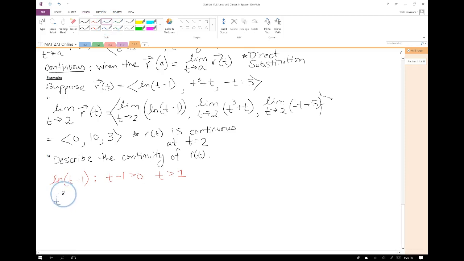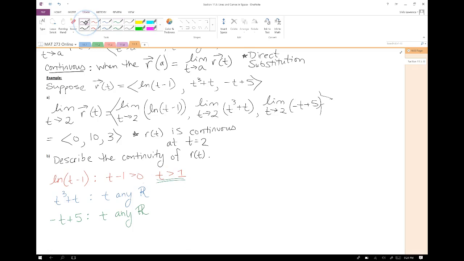Our second component function is t cubed plus t. This is a polynomial, so t can be anything that we want it to be. So t is any real number. And then our third component function is negative t plus 5, which is again a polynomial. More specifically, it's a linear polynomial. So linear equations have no restrictions either. They're continuous for all values of t. So the only thing we need to worry about is what's going on with that first component.